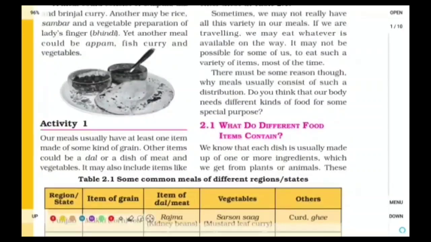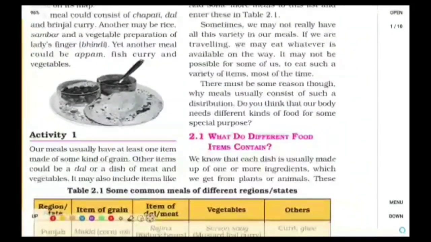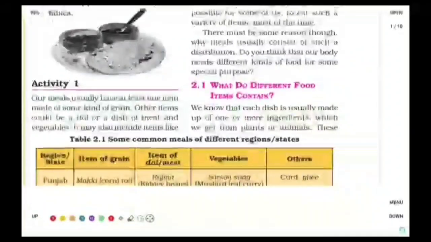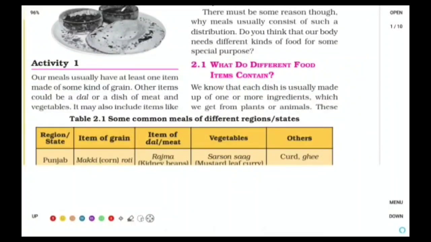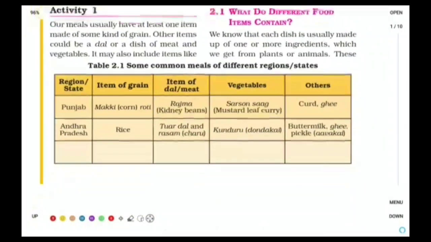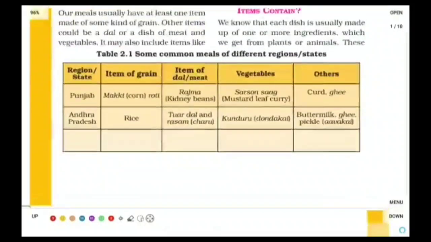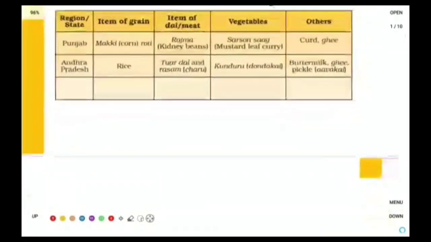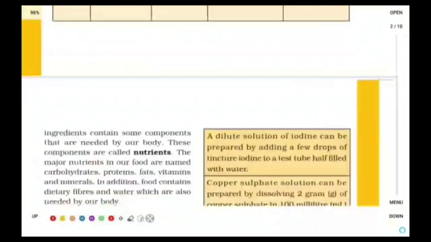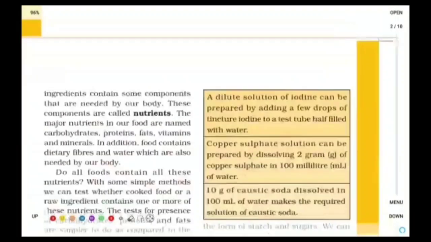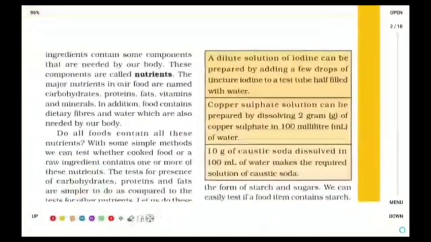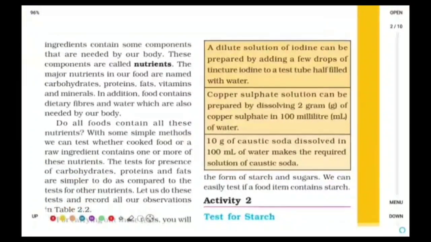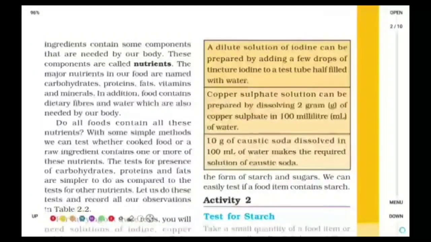Moving on, what do different food items contain, right? Many food items contain different parts, different things in them. What are nutrients? The components of food which are extremely needed by the body are called nutrients. What all come under nutrients? Carbohydrates, proteins, fats, minerals, vitamins, etc. come under nutrients. Nutrients are the best part of the meal. Nutrient rich food is the best.